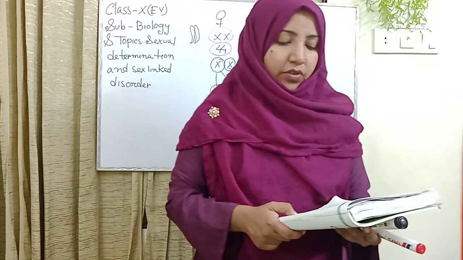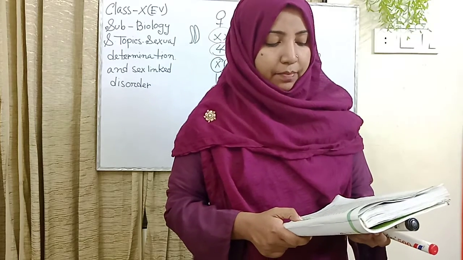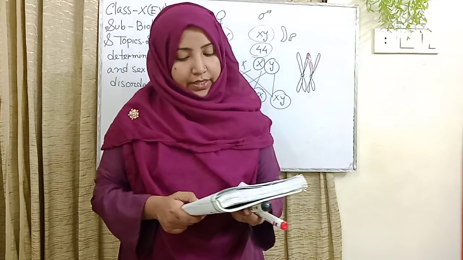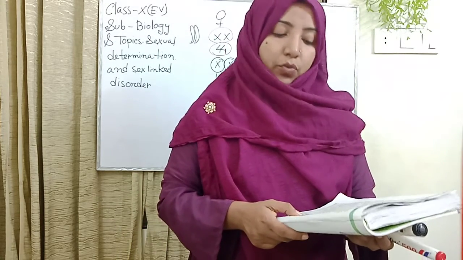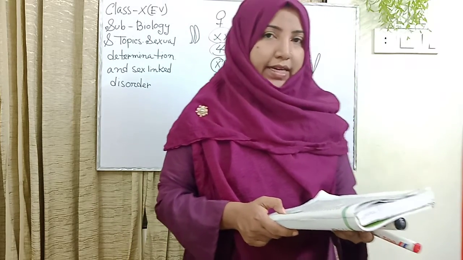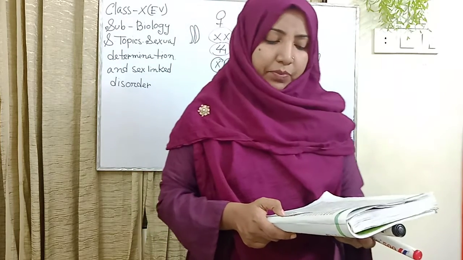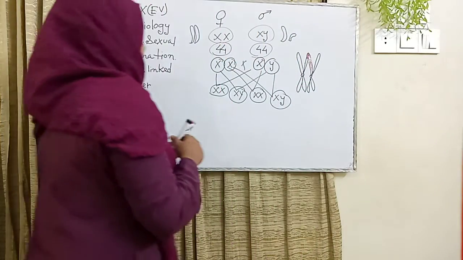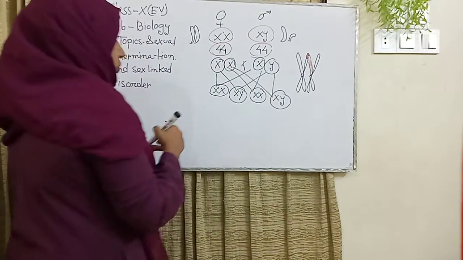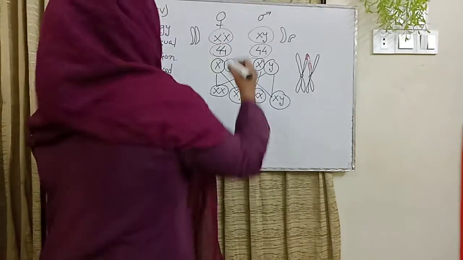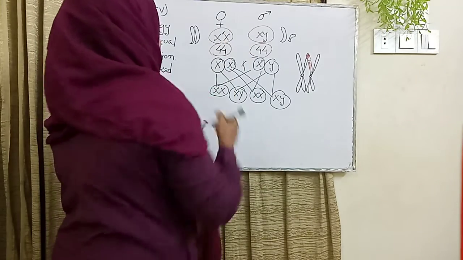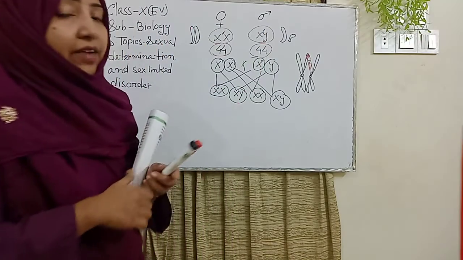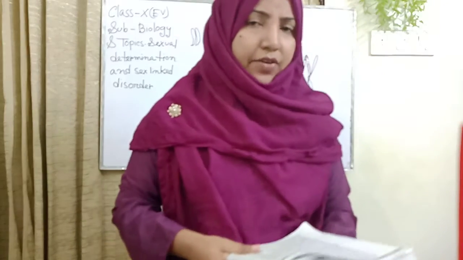The person who is not affected by a sex-linked disorder but carries the mutant gene of the sex-linked disorder is called a carrier. In males, there is only one X chromosome, so they do not act as carriers. Rather, they show the symptoms of sex-linked disorders directly if the X chromosome is affected. Basically, this structure is an X chromosome and this is another X chromosome. When I mark this structure, it is the carrier, and when I mark this structure, it is the affected.